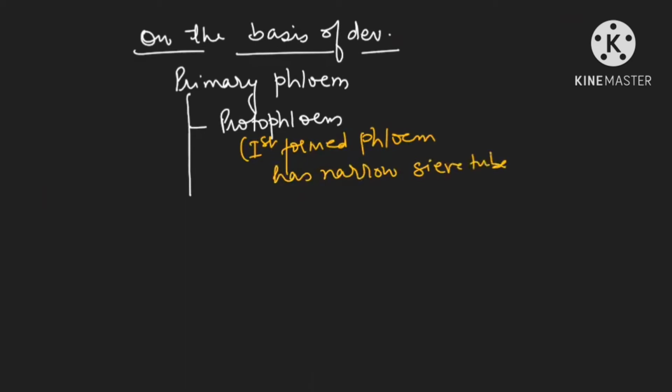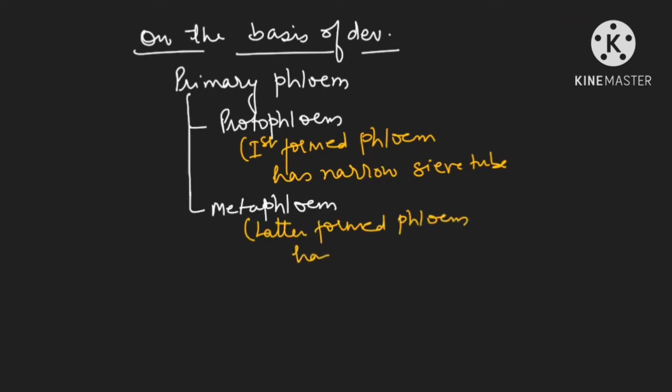But later formed phloem is known as metaphloem. You have to just remember it like xylem only. So this is later formed, afterward formed phloem, and as it is later formed phloem, it has wide sieve tubes, means bigger sieve tubes. So on the basis of development, your primary phloem is of two categories. There are no two categories for secondary phloem. Is it clear? I hope up till here the topic is clear.